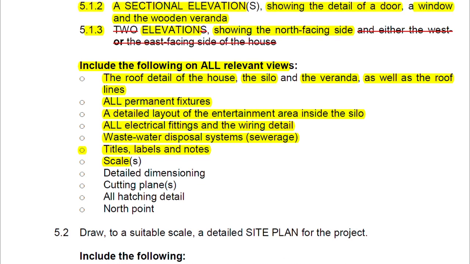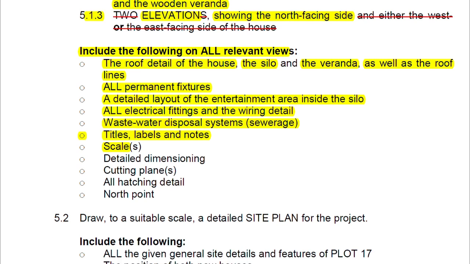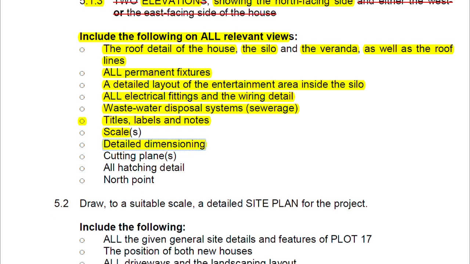Maybe on your site plan, which we'll look at, it will look different. Then the detailed dimensioning, and here remember the criteria is that a contractor needs to be able to build this house. So this is detailed dimensioning. The contractor needs to be able to determine all dimensions. You can't leave anything up for guessing. You need to include the cutting plane on that floor plan, of course all hatching detail, and your north point. This is very important, and this will be on the relevant views then, of course.